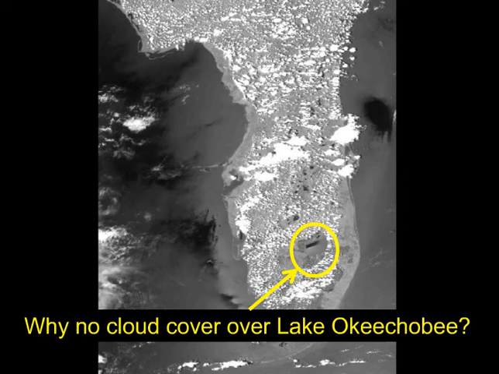This is an image that shows water vapor over Florida. And you can see the convection clouds pretty much all over the entire state, except for one part, and that's Lake Okeechobee. And so I ask you why.